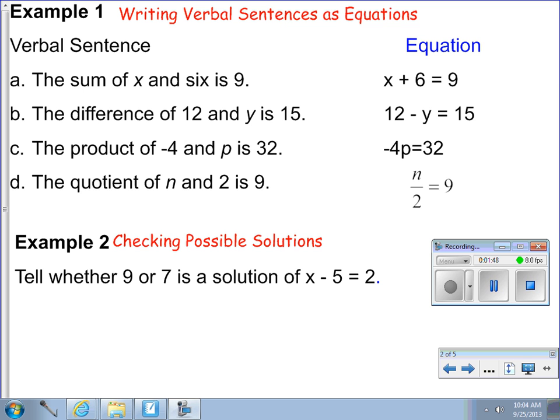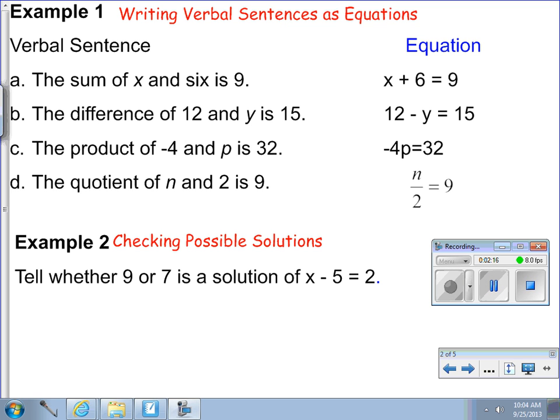In B, which is a subtraction of the difference, order matters. So you need to make sure that you're giving it the order it is given. It's the difference of 12 and y, so you need to put it in that order. You cannot put it in y minus 12. That's not what it's saying. So you'll have that in your exercises tonight. You'll be given a verbal sentence, and then you need to write it as an equation.